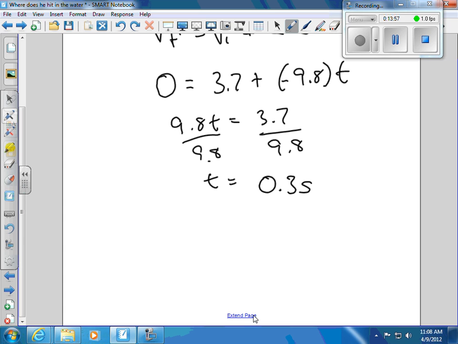So now we have 0.3 seconds to the top. Our velocity is changing, so we have to use the other one: d equals Vi t plus 1/2 at squared.